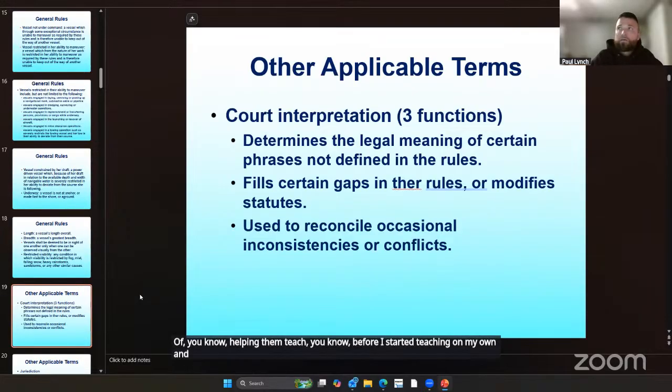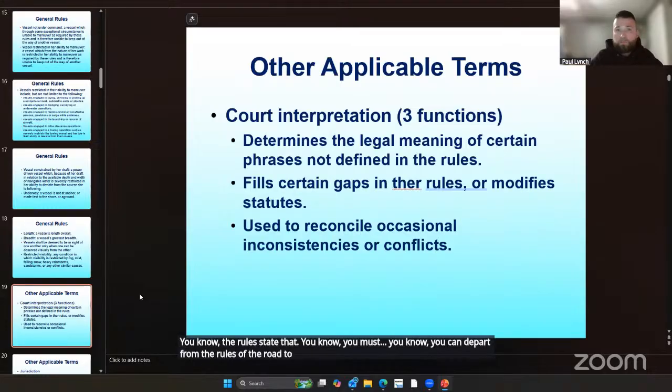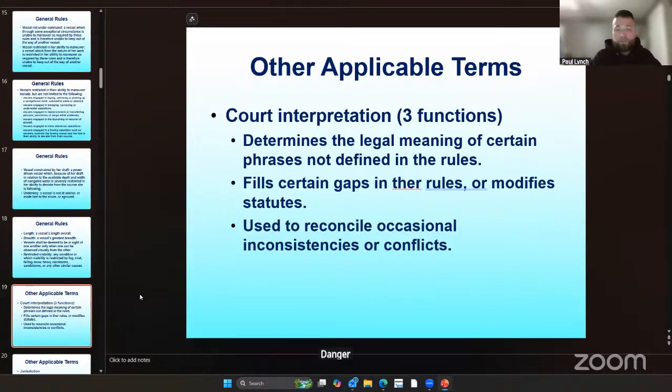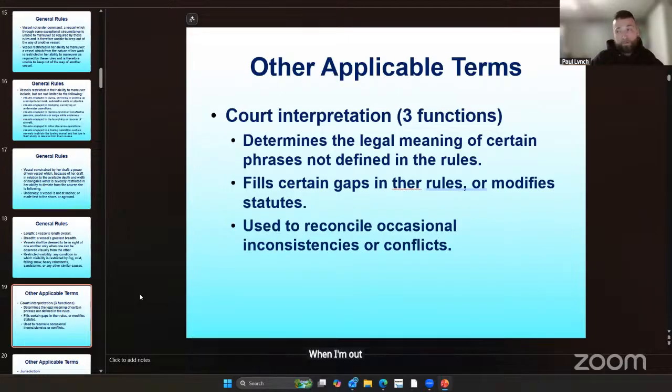The rules state that you can depart from the rules of the road to avoid immediate danger. An example I can give is if you have two power-driven vessels. Now, I see this all the time when I'm out. I know I'm a stand-on vessel, and I see a vessel coming off my port that just doesn't slow down. They have no acknowledgement that I have the right of way.